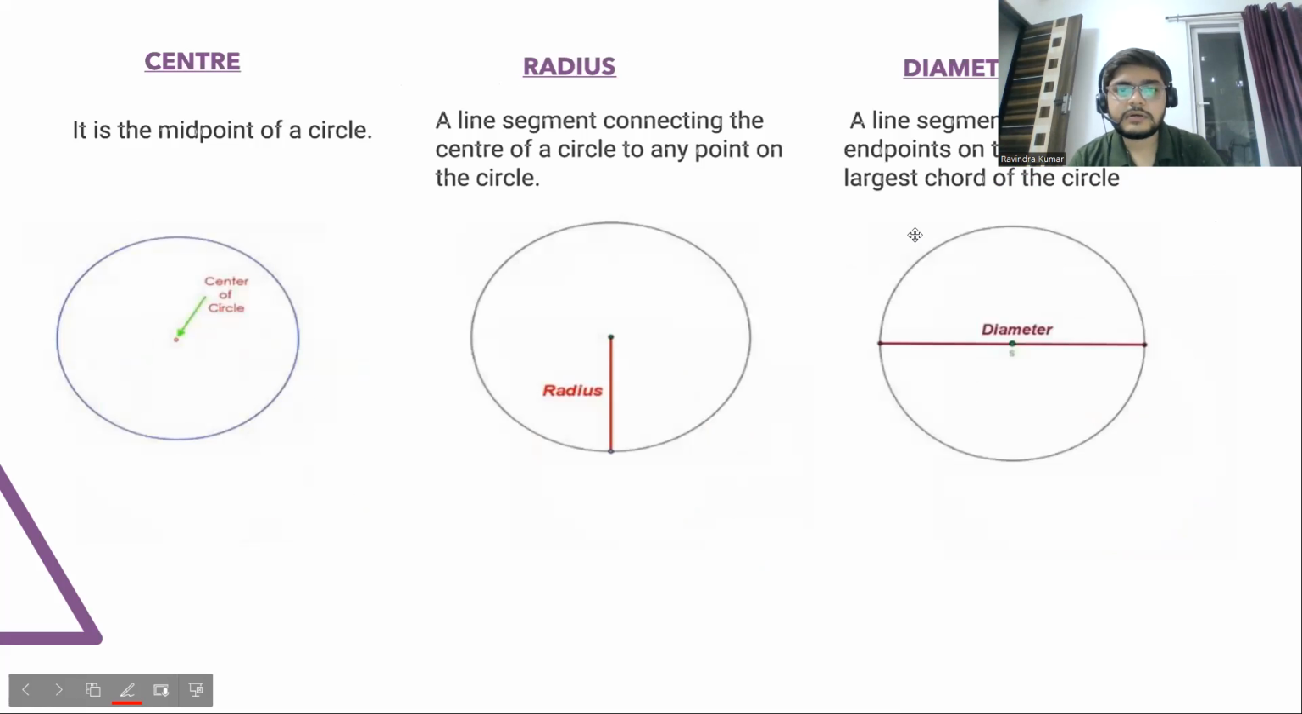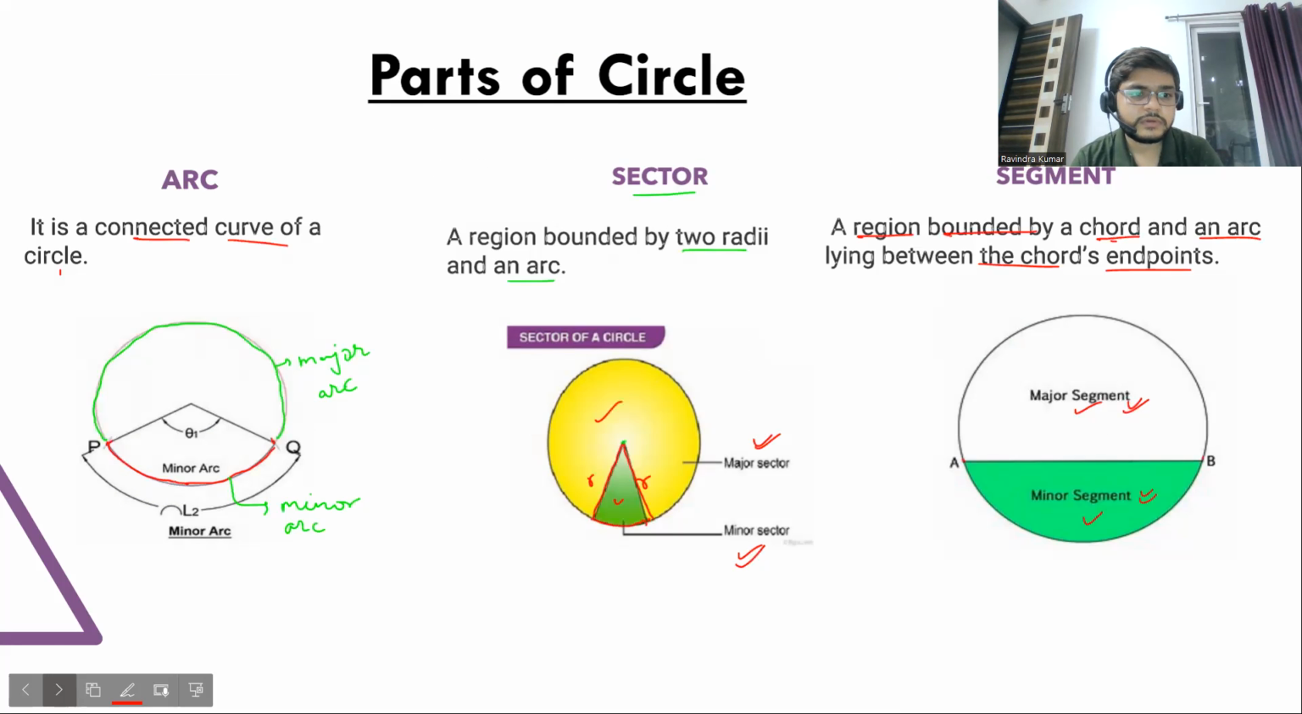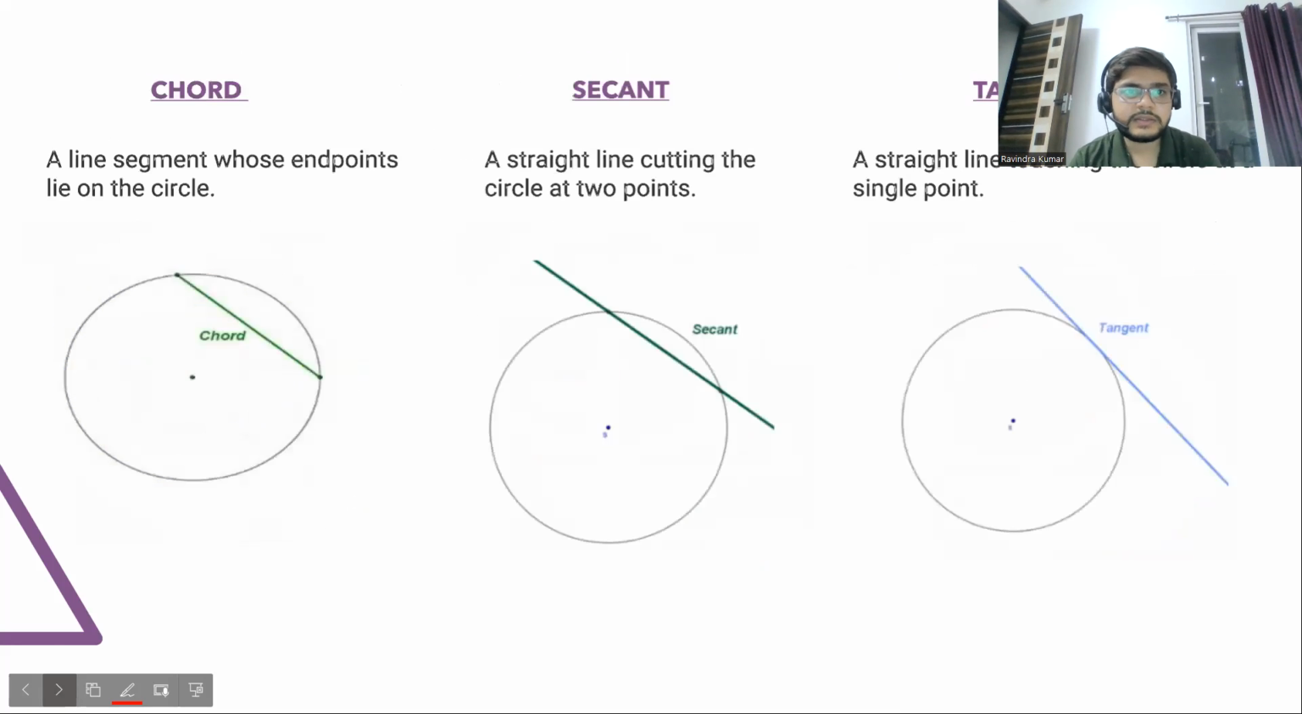So first, before this, there is also a chord. Okay, I think I missed it. No, it is here. Now let's come to this one. So the first one is arc. It is chord. So what is a chord? It is a line segment whose endpoints lie on the circle.